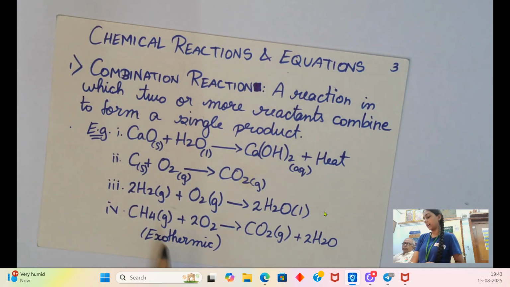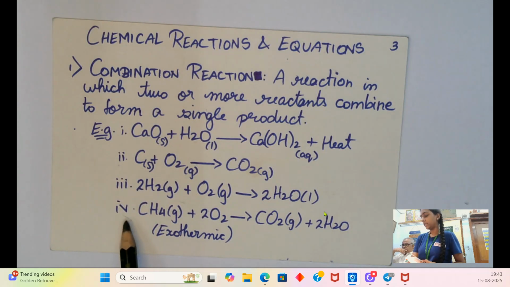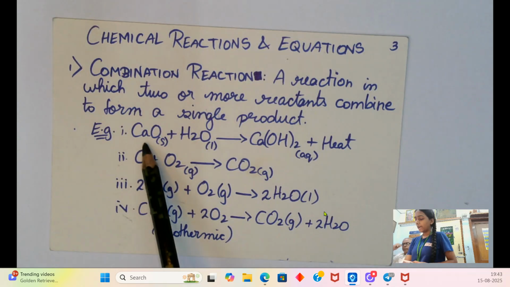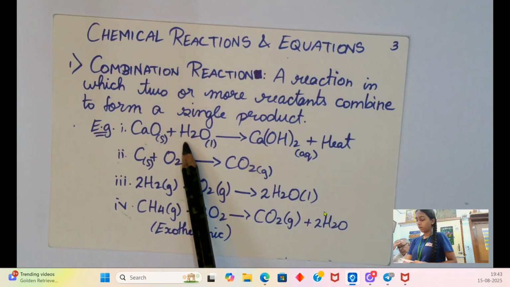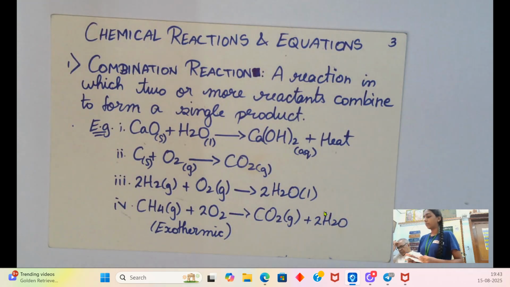So next we have the first type of reaction, which is the combination reaction. This is a reaction in which two or more reactants combine to form a single product. So here are a few examples, and we also have some real world examples, where calcium oxide plus water gives calcium hydroxide with heat. When heat is liberated, we call it an exothermic reaction. And when heat is absorbed during a reaction, we call it an endothermic reaction. So here are the other examples.